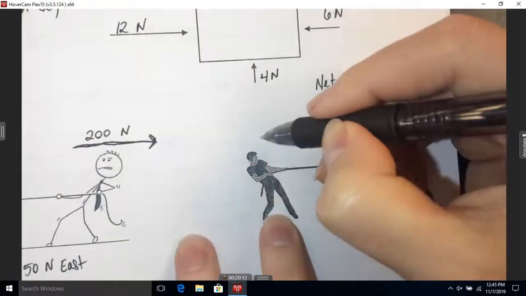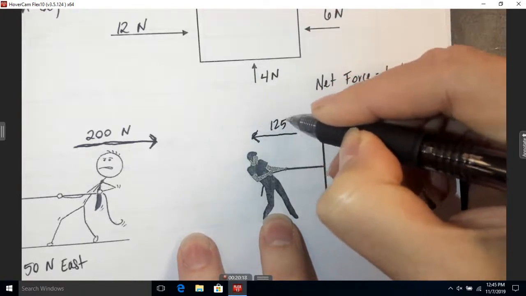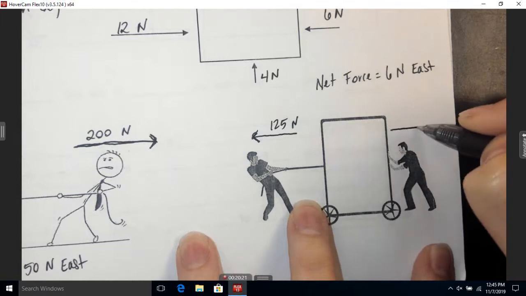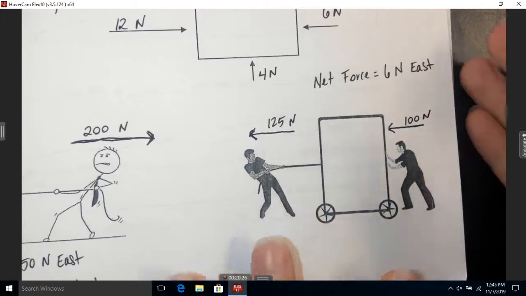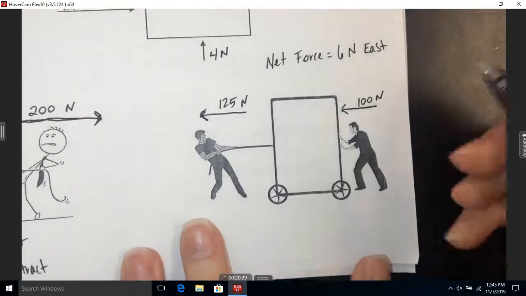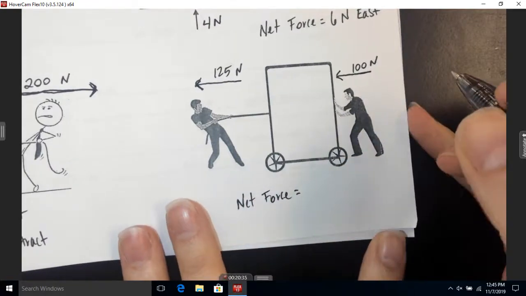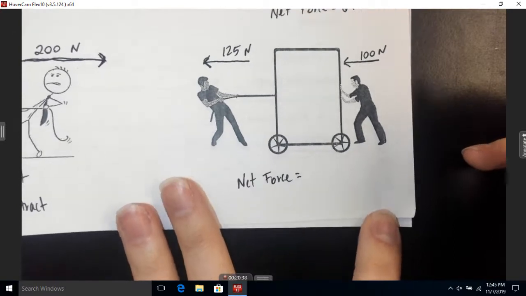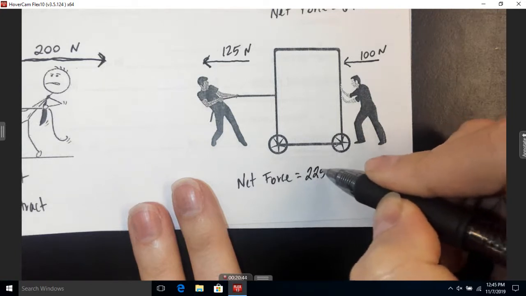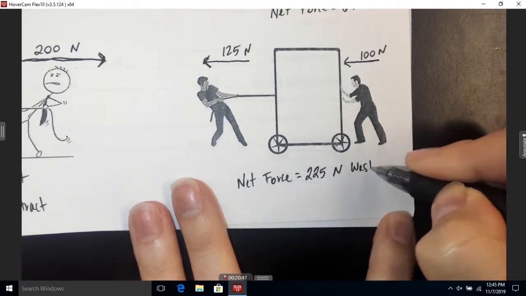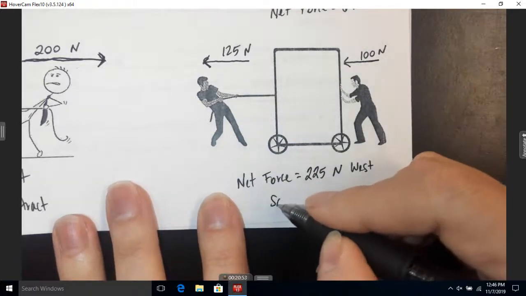Okay, last one. The net force on the, whatever that is, cart. 225 newtons west. So when the arrows are in the same direction, we add.